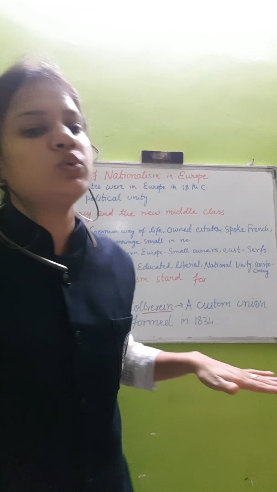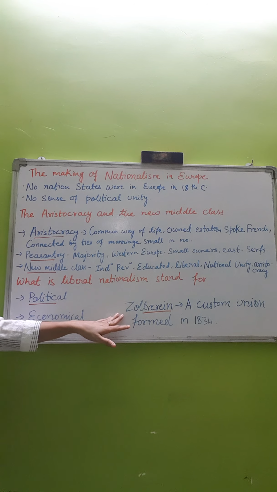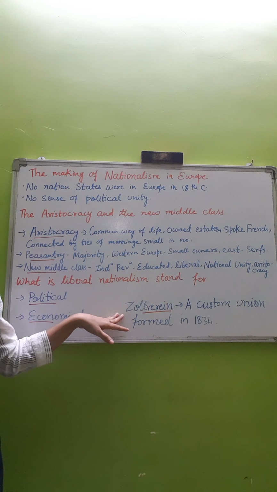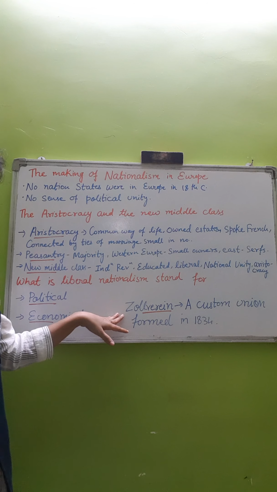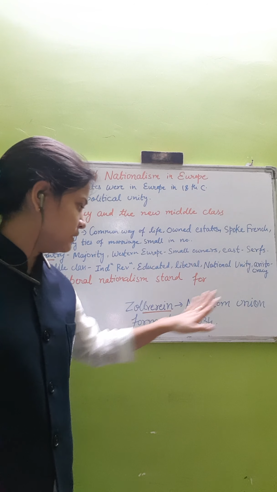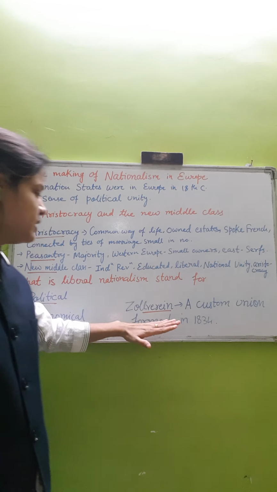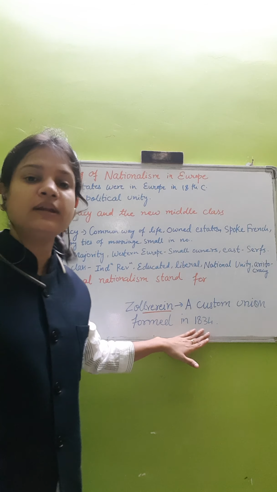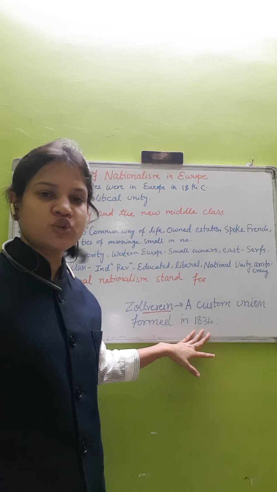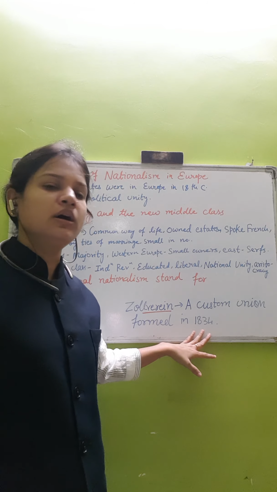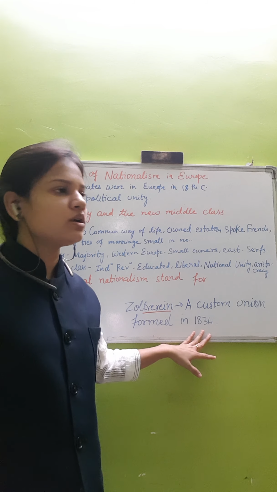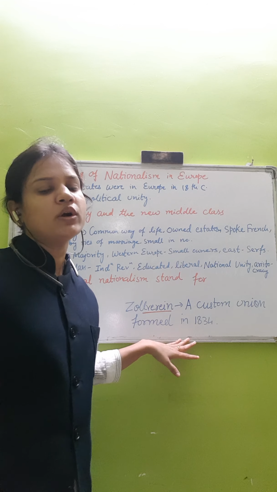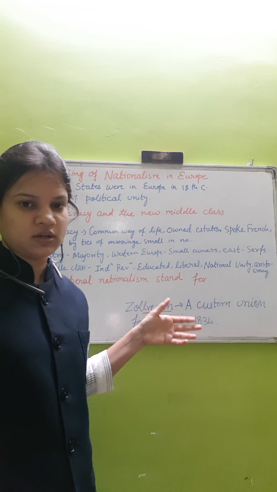Which led to the formation of the Zollverein. This was the solution, the creation of a unified economic territory. It is a customs union. The Zollverein was formed in 1834, and it was Prussia who initiated this concept, and later on other European countries joined it. So what were the achievements of the Zollverein? What solutions, what remedies did it create?